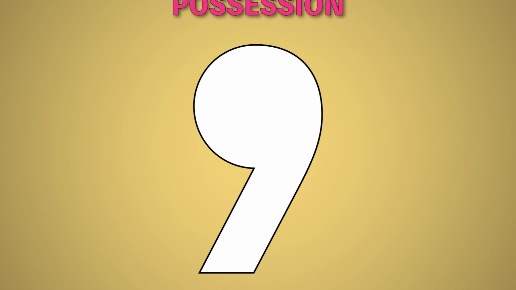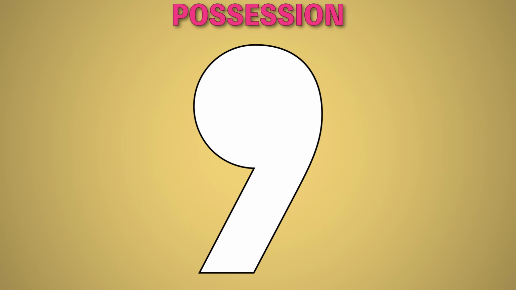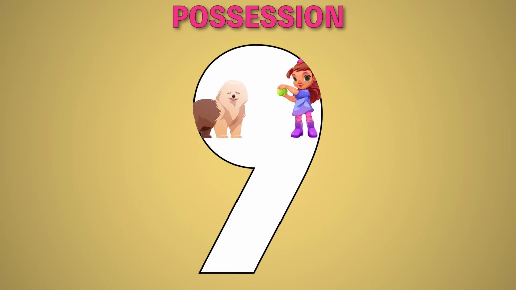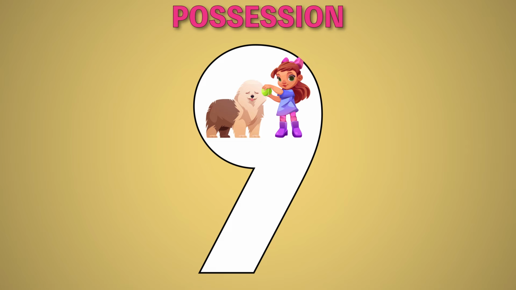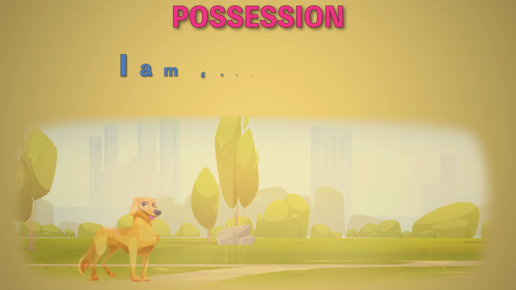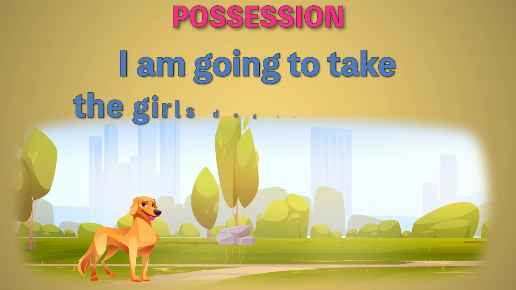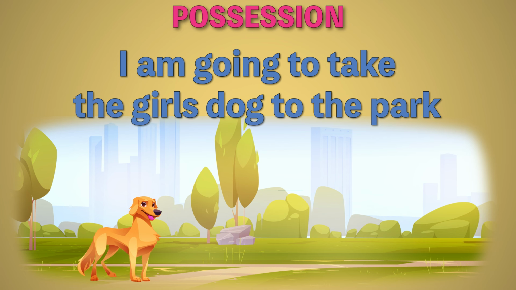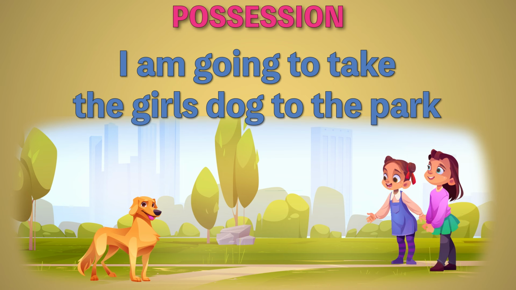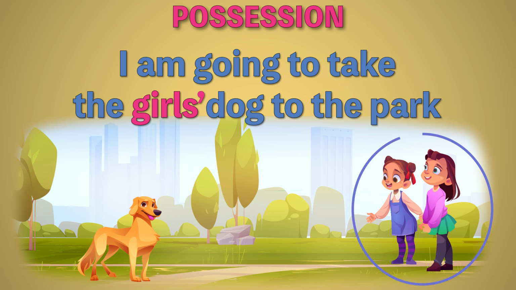The second use of the apostrophe is to indicate possession, and this is where it's used to show when something belongs to someone or something. So let us say that I want to tell you that I am going to take the girls dog to the park. Now, without an apostrophe, you don't know whether the dog belongs to one or to several girls. Now, if I place the apostrophe after the word girls, it means the dog belongs to more than one girl. "I am going to take the girls' dog to the park."